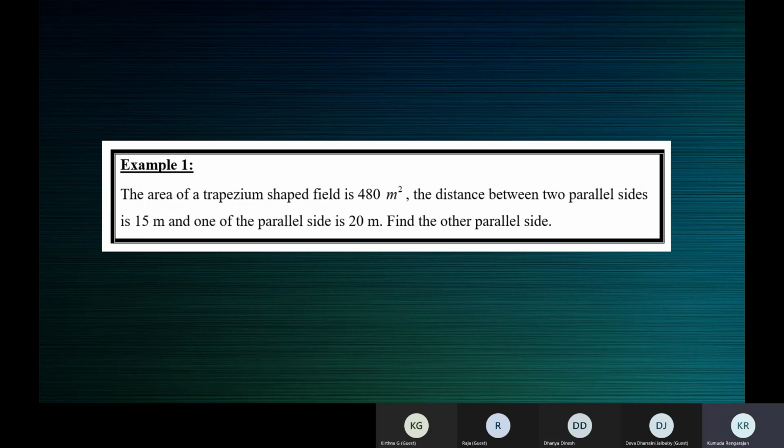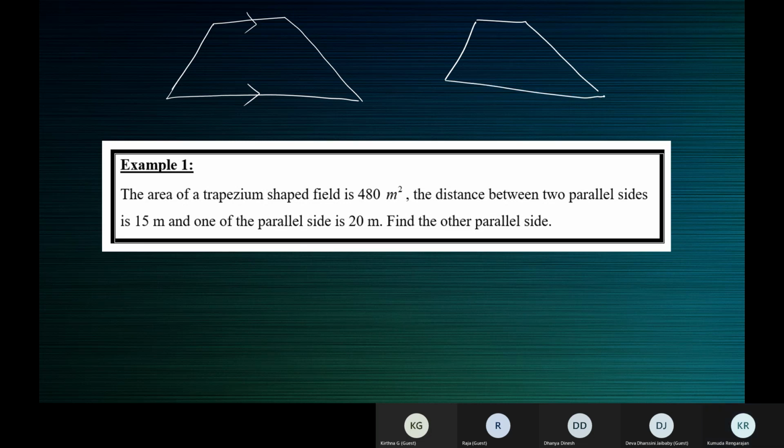The area of a trapezium shaped field is 480 meters square. So let's see the formula to find the area of a trapezium. So we know a trapezium is a quadrilateral with one pair of opposite sides parallel and the other pair of opposite sides is not parallel. If both pairs of opposite sides are parallel, it's a parallelogram. If only one pair of opposite sides is parallel, it's a trapezium.